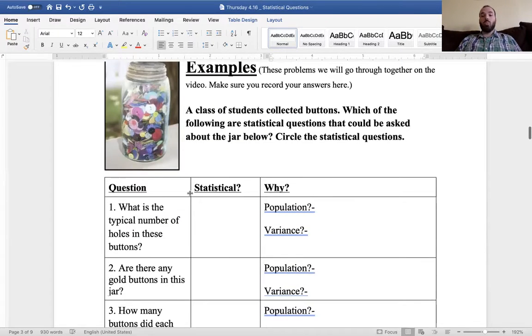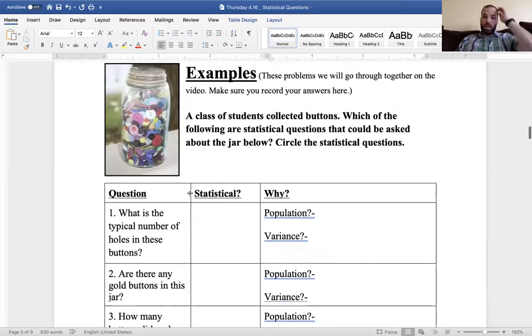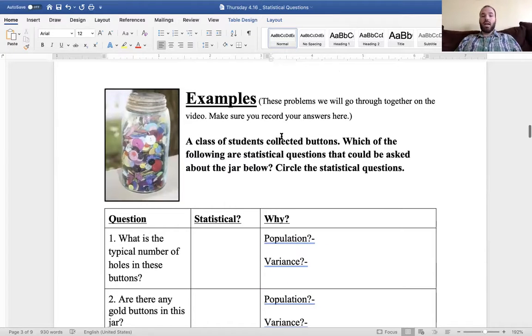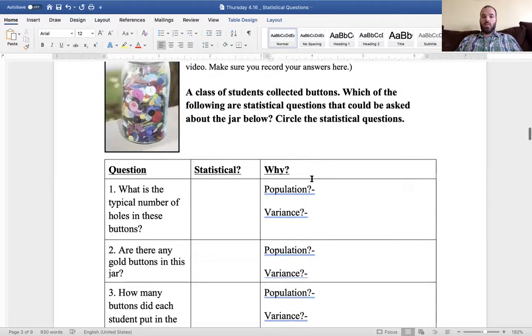Okay, we're going to do a whole bunch of examples together, and then you're going to work on some on your own. It says, a class of students collect buttons. Which of the following are statistical questions that could be asked about the jar below? Circle those statistical questions. We actually won't circle them. We'll just say whether it's statistical, yes or no. What is the typical number of holes in these buttons? Is this statistical or not?